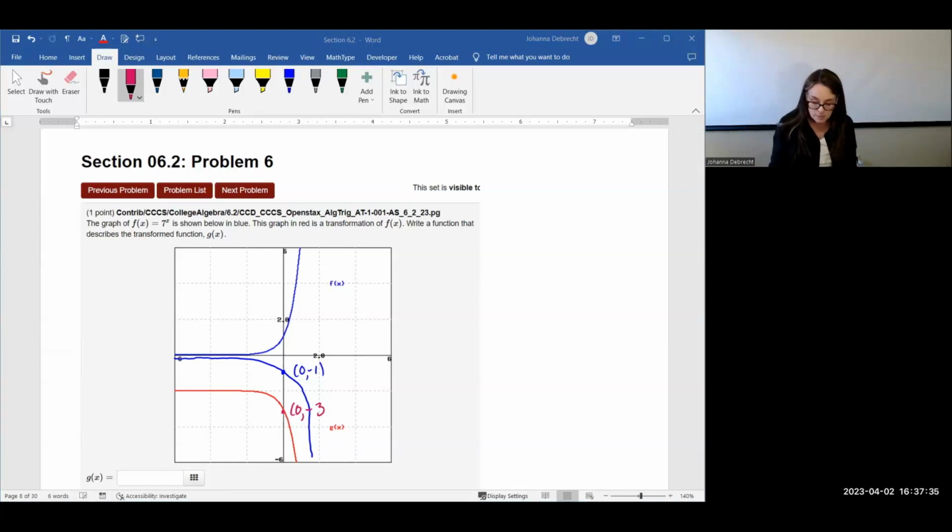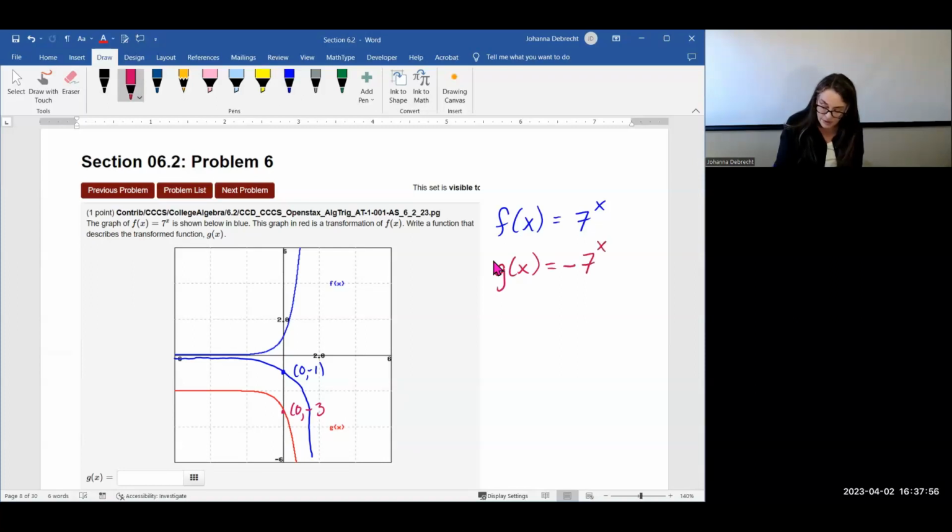So if f of x, well, let's do f of x in blue, keep our colors matched up. f of x is equal to 7 to the x. And then our g of x, which is the transformation, got reflected. And then it got pulled down by 2, which is negative 7 to the x power, minus 2. Remember that the negative on the 7 to the x happens after 7 to the power.